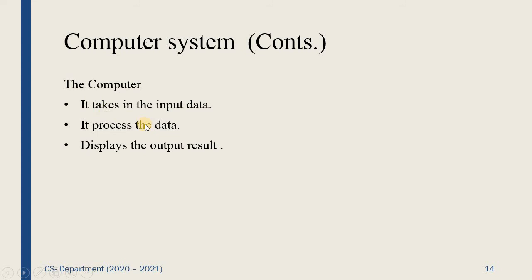Which kind of data? The data that is inputted to the computer. The data that is entered to the computer. From where? From the input. And then, after processing this data, what will happen? The computer will display the output result.